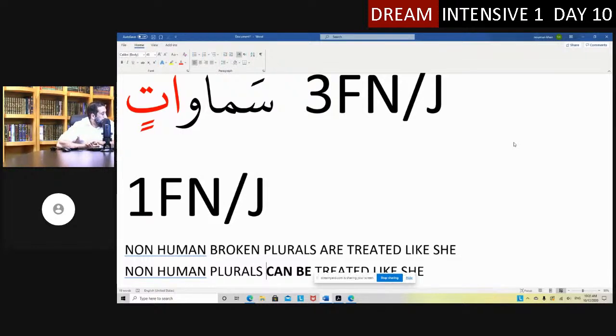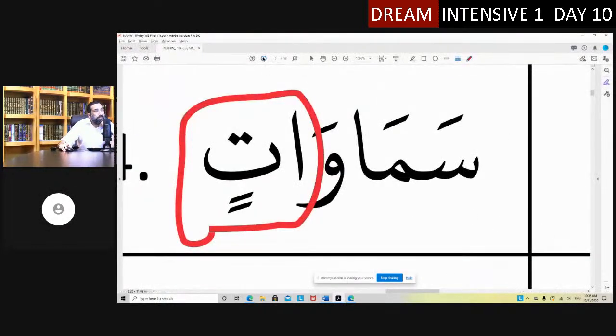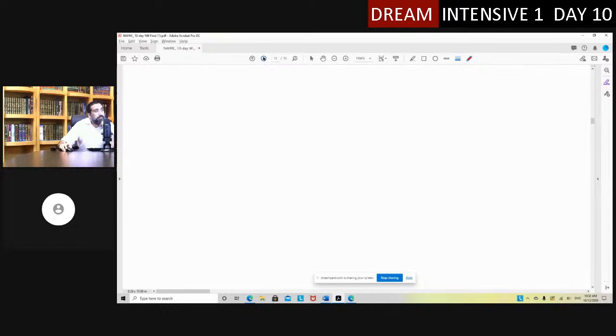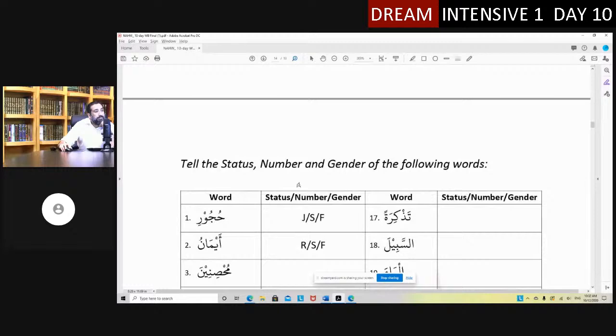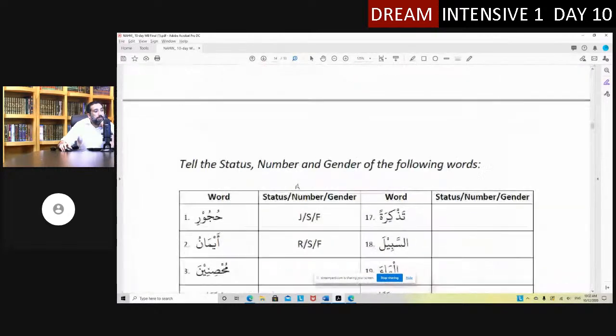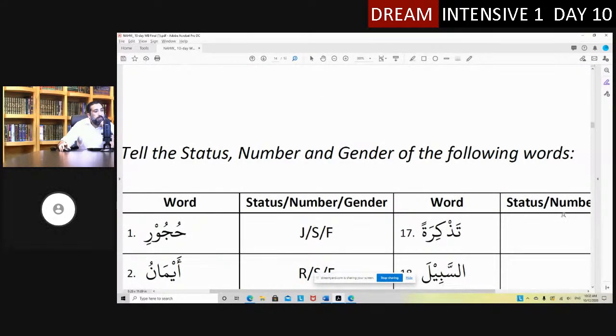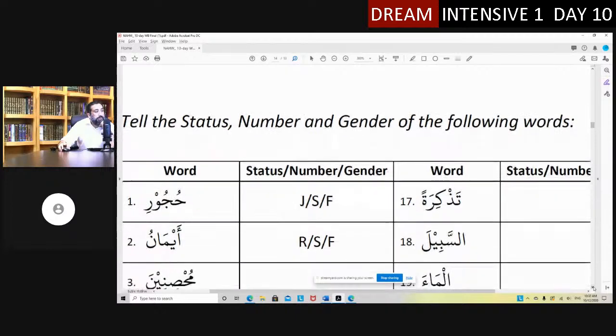Others? Yeah. Page 14, questions 4 and 21. Page 14, questions 4 and 21? 4 and 21. Okay.